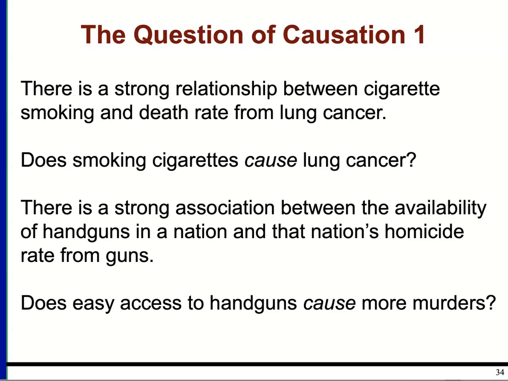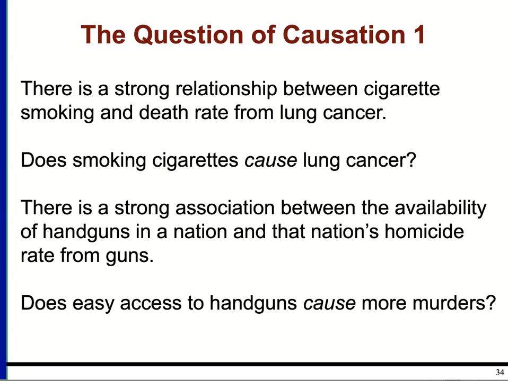The last thing I want us to talk about is this question of causation. A lot of times people will see relationships between two variables, they'll see a strong correlation, and they'll want to put a causation relationship here. So take a look. The strong relationship between cigarette smoking and death rate from lung cancer. There's plenty of data that shows that people who smoke have a higher rate of lung cancer. But does that mean that smoking cigarettes causes lung cancer? That's a different question.